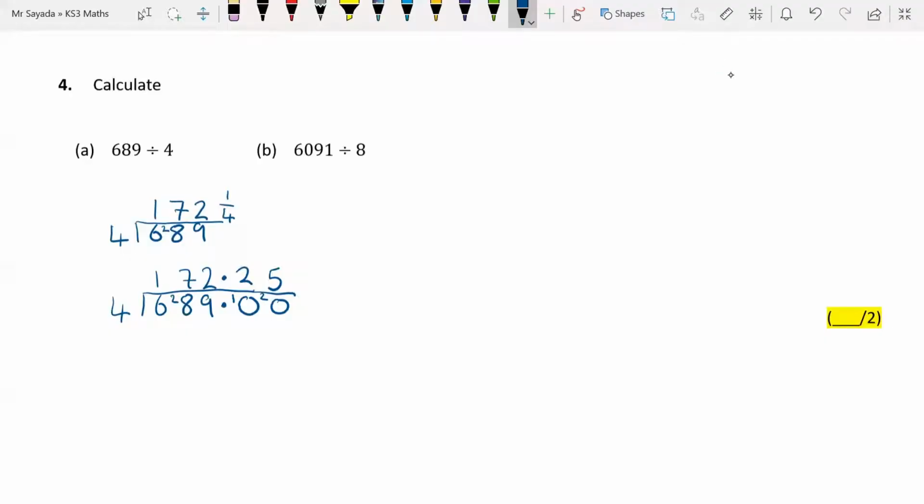So for the second question here, question B, what number goes inside the bus stop? Say your answer to the video. The number that goes inside the bus stop here is 6,091. We're going to divide it by 8. Let's go for it. 8 into 6 is 0. 8 into 60 goes 7 times, because 8 times 7 is 56. So then we have a remainder 4 to get from 56 up to 60.